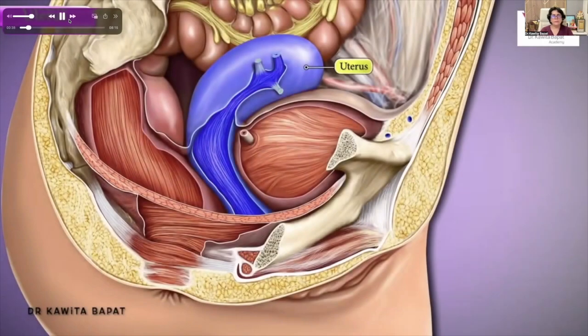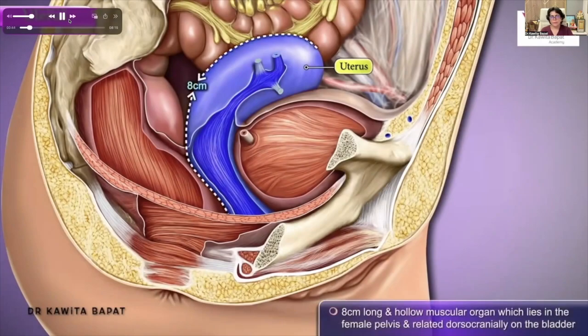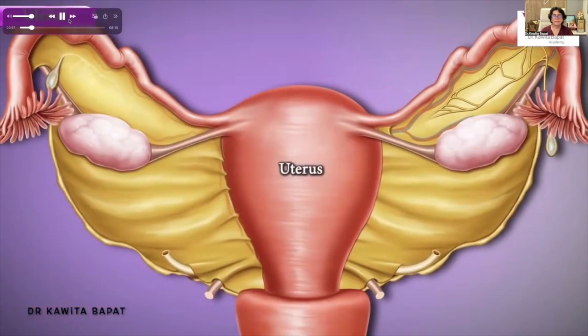The uterus is also called the womb, and it's the number one reproductive organ of the body. It's an 8 centimeter hollow muscular organ which lies in the female pelvis and is related anteriorly to the bladder. So actually the anterior side is the bladder and the posterior side is the rectum.